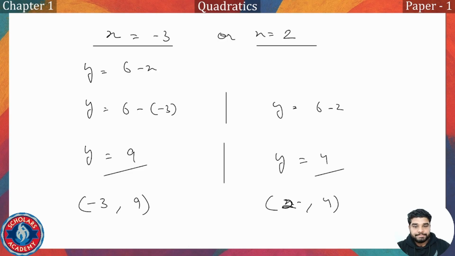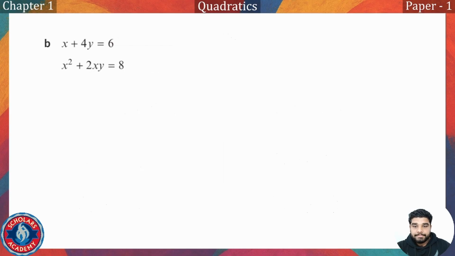Let's proceed. Okay. Question number 2. So we have a linear equation, equation 1, and a quadratic equation, equation 2. Now these are not in very simplified form, so we need to find the solution for these. Let's try.